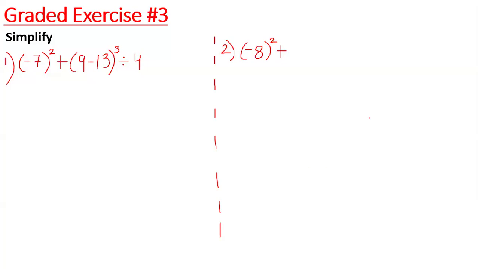Denvor, are you writing this down? Let me know, please. If you are, I need you to send your notes, Denvor and Nathan. Send your notes, please. I need to see your notes. Negative 8 squared. And we have in bracket.